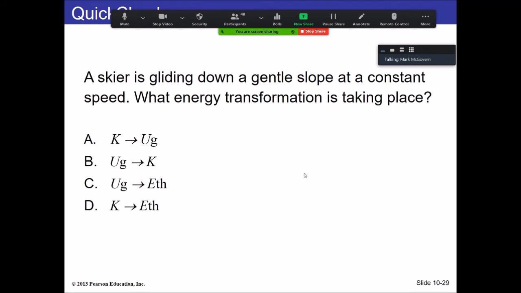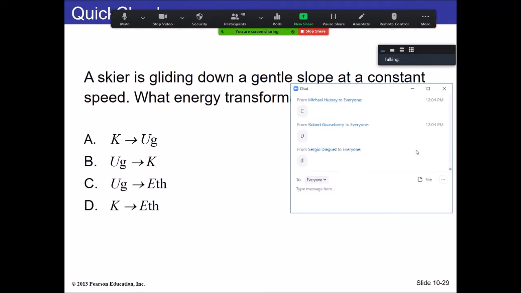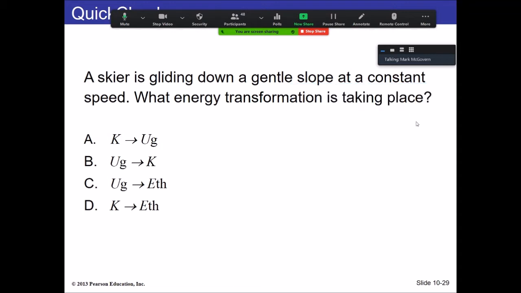A skier is gliding down a gentle slope at a constant speed. What is the energy transformation taking place? What do you think? Now remember, the question you ask yourself is this: what is possessed by the skier that it loses, and what is gained? C's and D's. I don't like D. Somebody tell me why I don't like D.